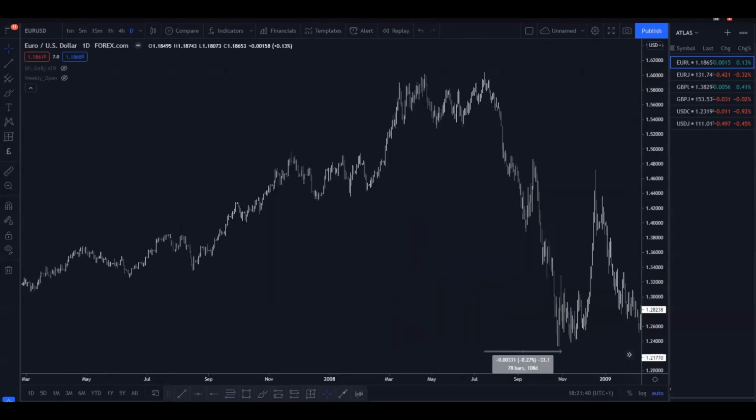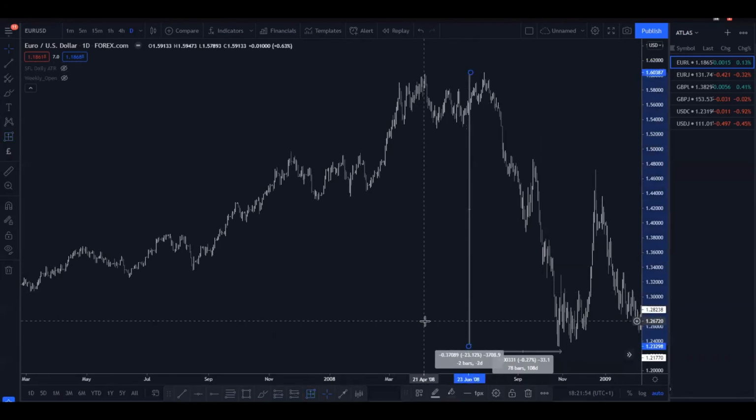The last example I want to talk about is the financial crash in 2007 and 2008. Over a period of 78 bars, you can see the market declined. Let's have a look from the peak. It declined 23% over 78 bars, which is 108 days. Once again, a massive move.